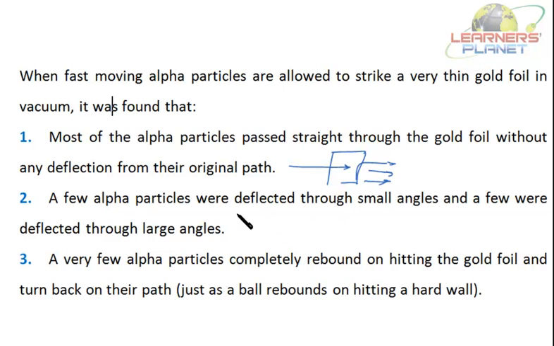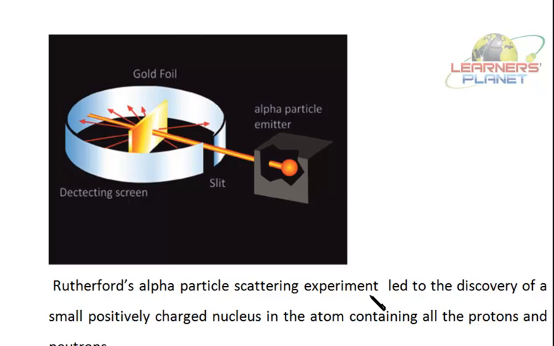A few alpha particles were deflected through small angles and a few were deflected through large angles. Deflected through small angles means they passed out like this and then got deflected. Deflected through large angles means striking and getting back. So he adjusted a detecting screen over there, just like this. See, there is a detecting screen. What he observed was that when these fast moving alpha particles struck the gold foil, few were deflected by large angles. See, this has come back. Few were deflected by very small angles and some of them passed straight.